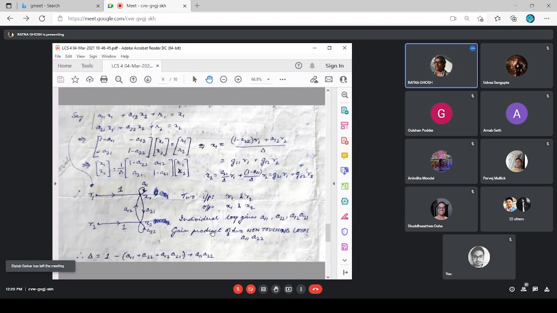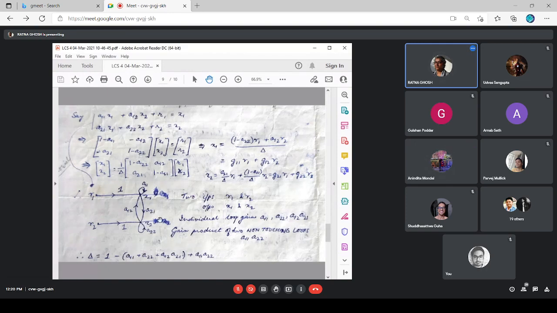So the two inputs here, let me just take up this particular one. R1 and R2 are the two inputs and the outputs X1 and X2. So individual loop gains. Now we are looking at loop gains. So what are the loops? This is one loop, this is another loop, and this is another loop, right? Okay. Is this much okay?